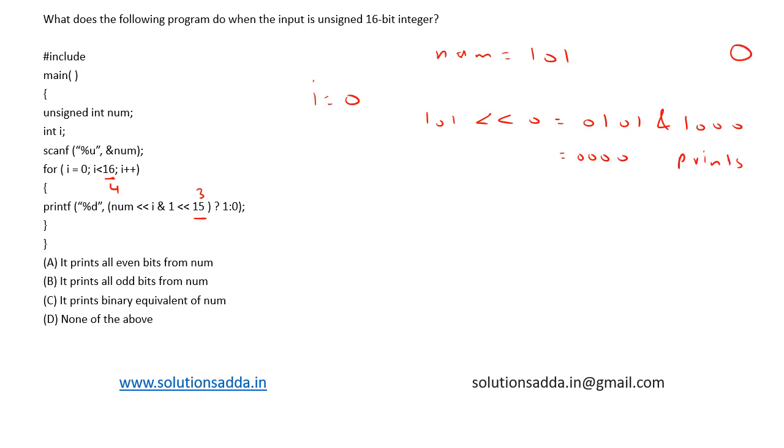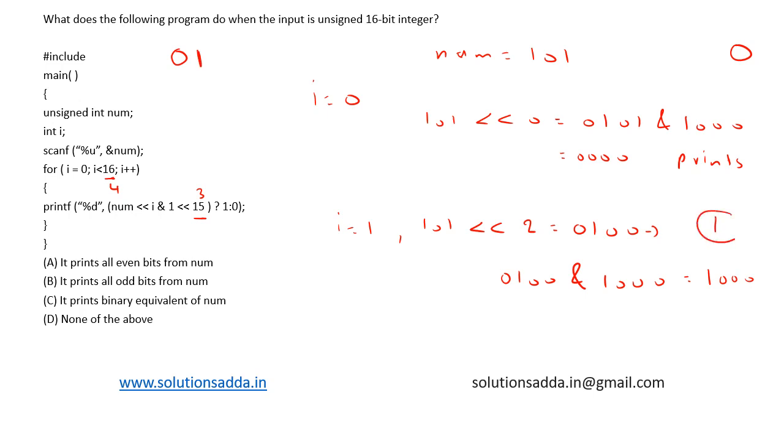In the next loop, what we have is I equal to 1. For I equal to 1, we have 1, 0, 1. Left shift it 1 time. We have 0, 1, 0, 0. And when performing the AND operation of 0, 1, 0, 0 and 1, 0, 0, 0, we get 0, 0, 0, 0. So we are printing essentially 0. 1 gets printed. So let's note down here how the value gets printed. First 0, then 1. Here we get 1 as the output. Here we get 0 as the output.